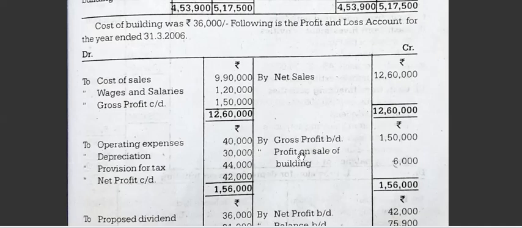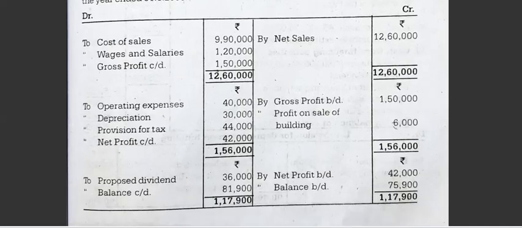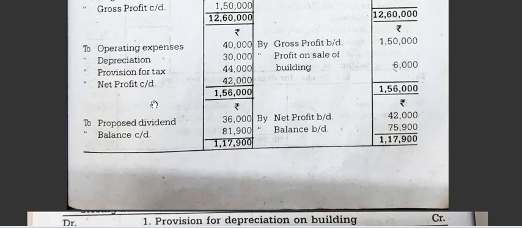Profit on sale of building. See, the clue is given: the cost of building is given, profit is given, 6,000. It means, what is the selling price? You have to calculate the selling price. Before that, you also have to calculate the depreciation on the building. Proposed dividend, that is dividend paid in a year, is in the profit and loss account.